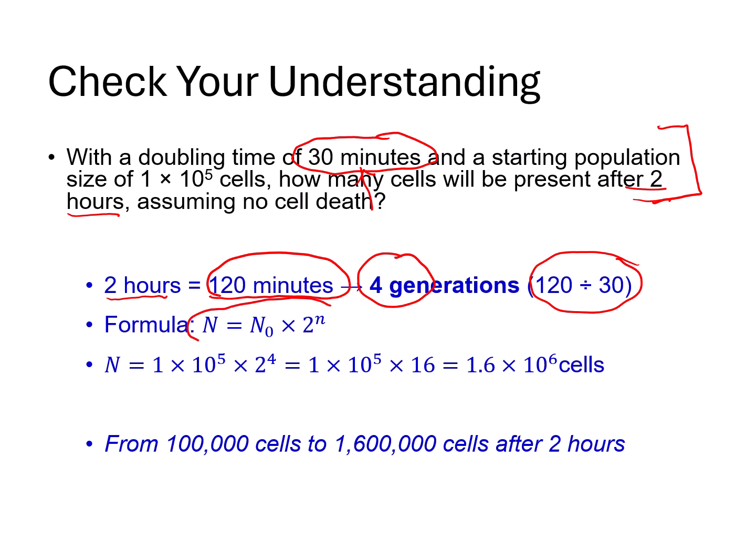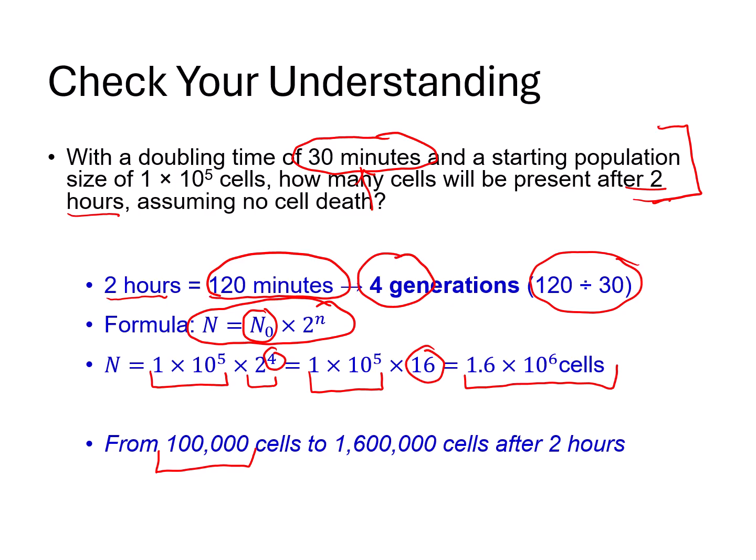If I plug my numbers into this formula, the original number of cells I said was 1 times 10 to the 5th, and then 2 to the nth power, I had 4 generations here. So 2 to the 4th power is 16. I'm going to multiply that by the original number of cells. I'm going to get over 1 million cells. So 1.6 times 10 to the 6th power cells. That means I went from 1 times 10 to the 5th, which is 100,000 cells, to 1,600,000 cells after 2 hours.